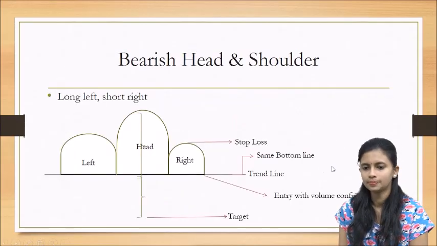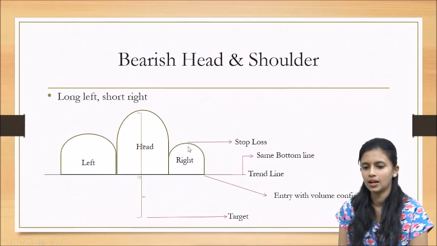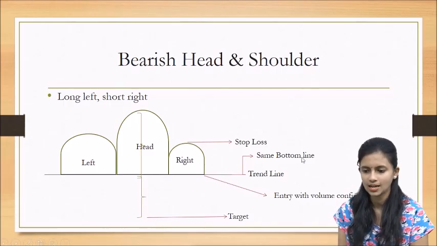Similarly, if it is a bearish head and shoulder, you can see the right side is higher than the left side and there has to be a head. Your entry will be at this point. Okay, when the trend line touches all these points, at this point will be your entry with volume confirmation. This will be the stop loss, that is the high of this right shoulder, and this size, the head size, will be the target if you are a non-price action trader.